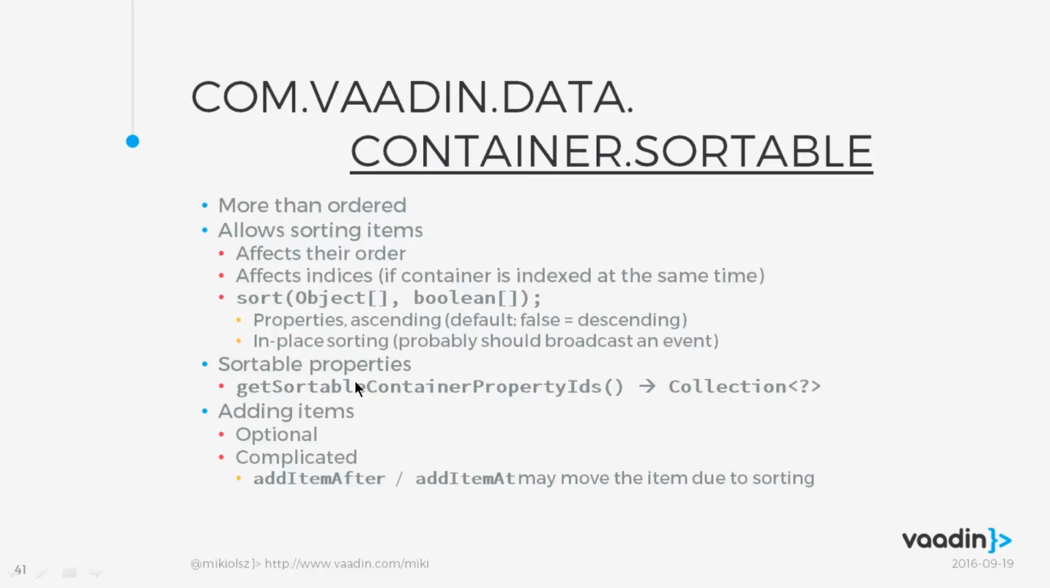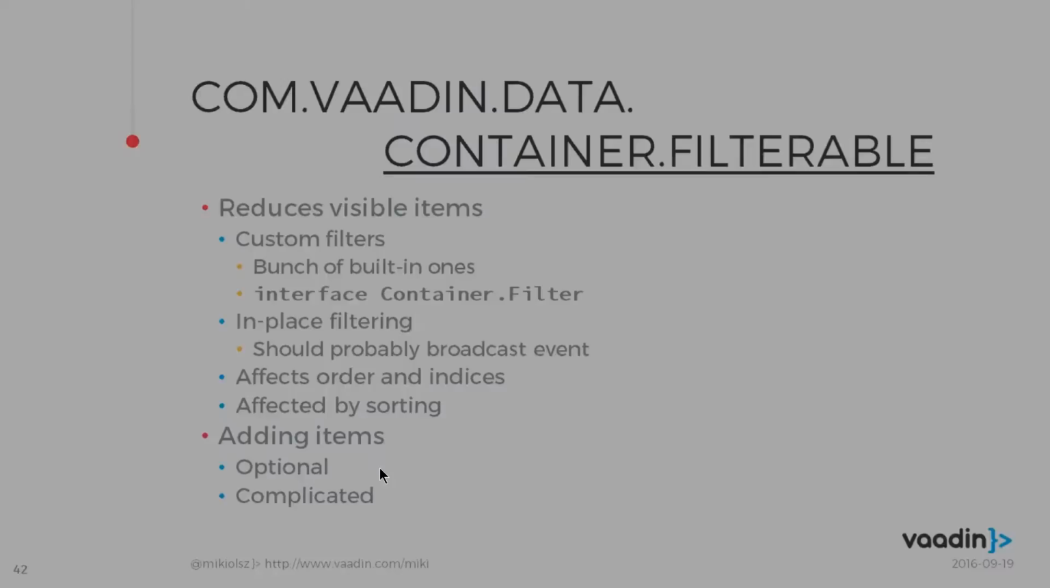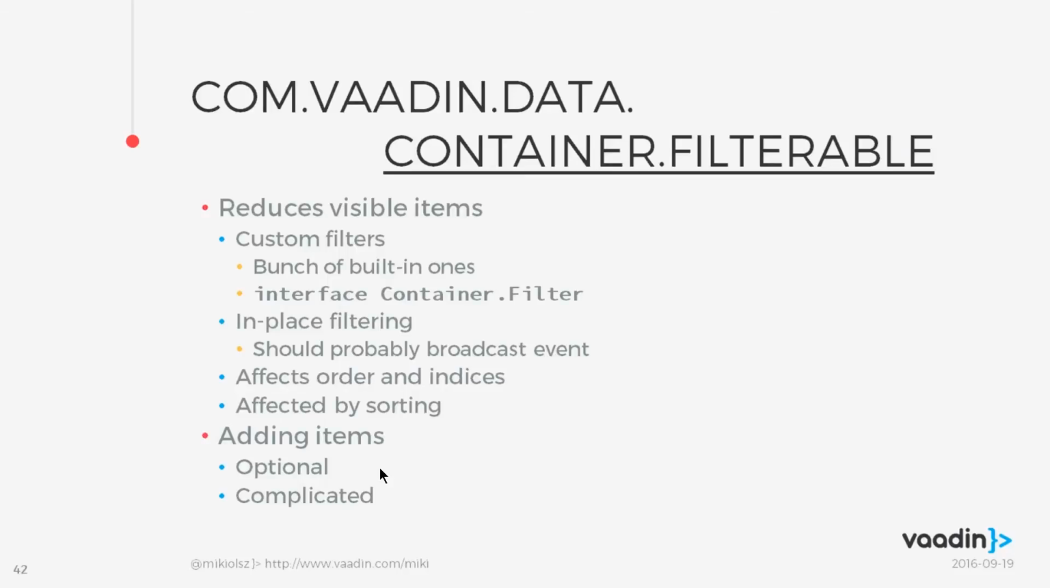Adding items to a sortable container is complicated because it may depend on the sorting. Once we have a container, we can also filter it. So filterable container, there is an interface called filter, as you can imagine, which you can add to a filterable container, and it reduces the number of items that are currently visible on the client side or in the component itself. Again, adding items is optional and quite complicated because the item you add might actually be removed by the filter.